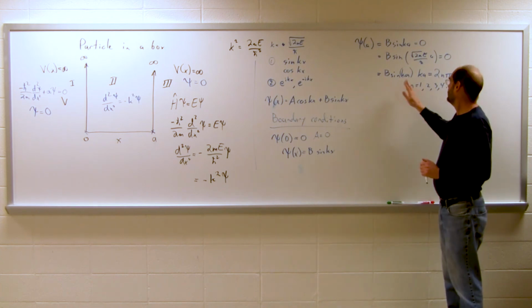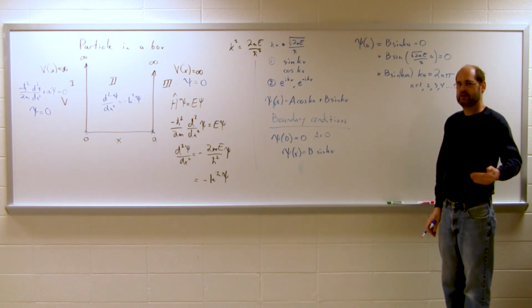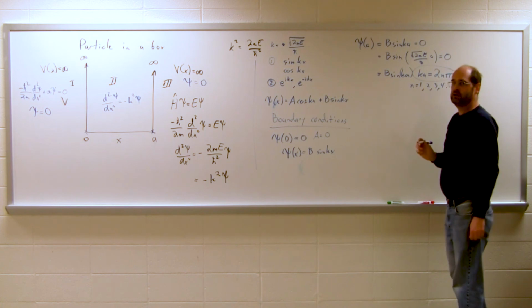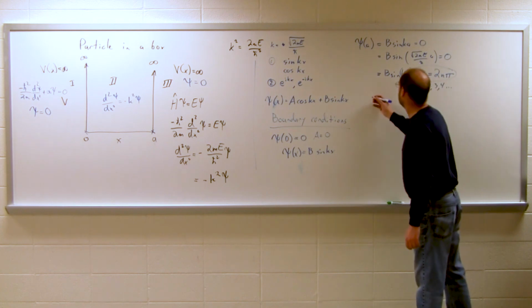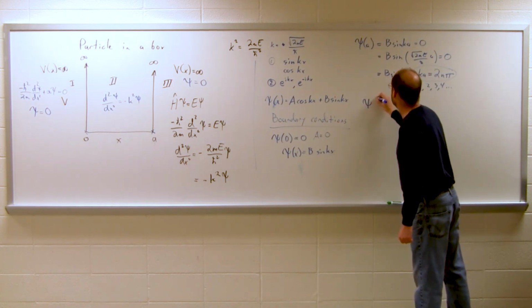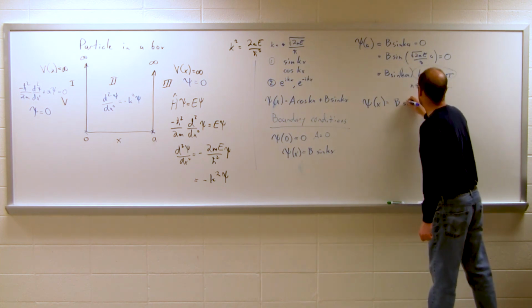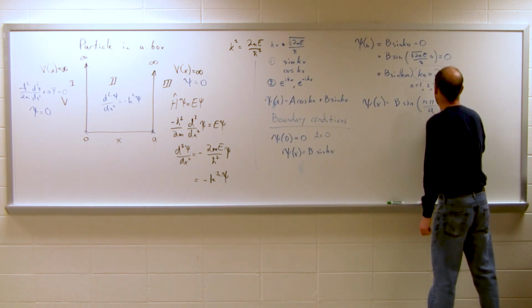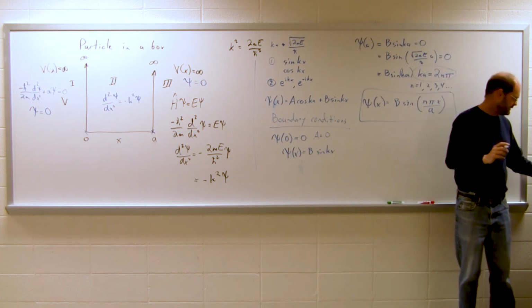If I meet this, we can see that sine of 2 pi is equal to 0. Sine of 4 pi is equal to 0. Sine of 6 pi is equal to 0. So this condition is my second boundary condition. So what do I now have? I put these together, and my final wave function, my solution, psi of x is equal to b sine of n pi x over a. That is my wave function for the particle in a box.